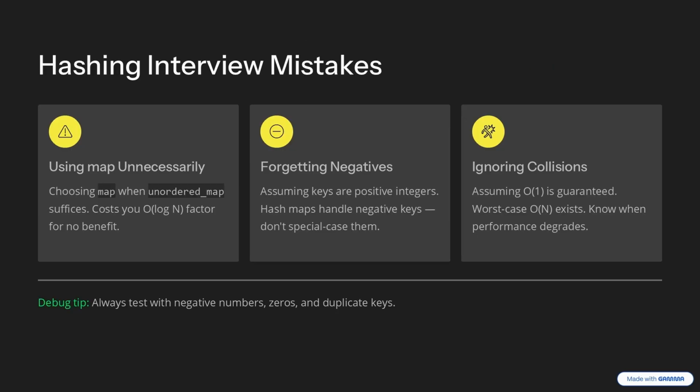Common hashing mistakes include using map by default instead of unordered_map, forgetting that values can be negative, assuming hash maps are ordered, or forgetting to handle missing keys. Interviewers often test these small details.